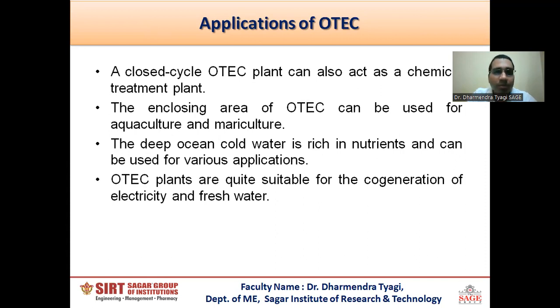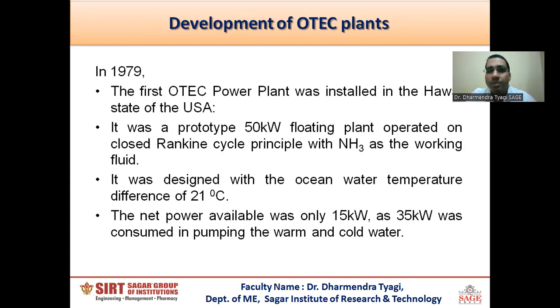Now you can see the development of OTEC plants. In 1979, the first OTEC plant was installed in the Hawaii state of the US. It was a prototype 50 kilowatt floating plant operated on a closed Rankine cycle principle with NH3 as the working fluid. It was designed with an ocean water temperature difference of around 21 degrees centigrade. The net power available was only 15 kilowatt as 35 kilowatt was consumed in pumping the warm and cold water.